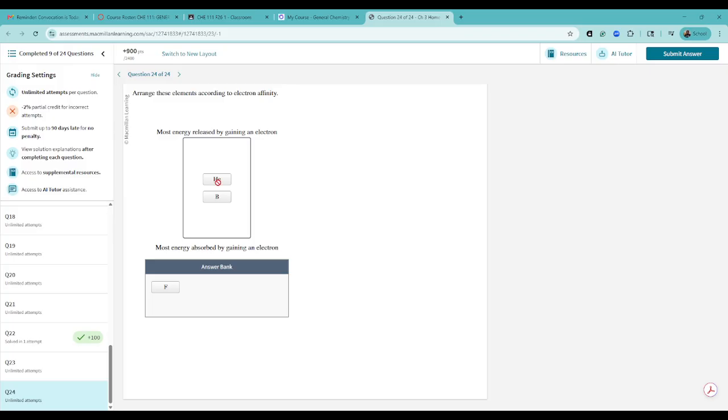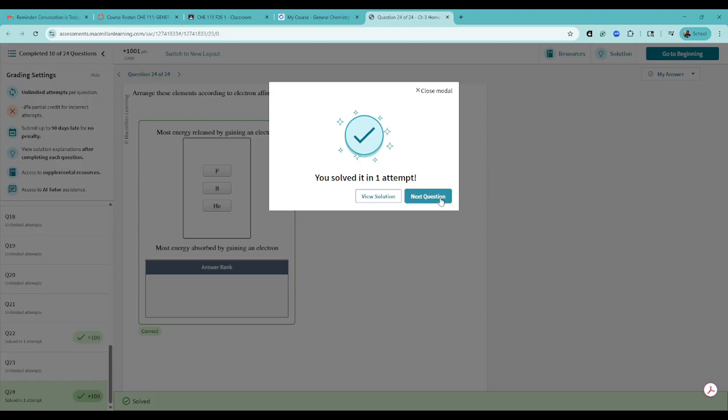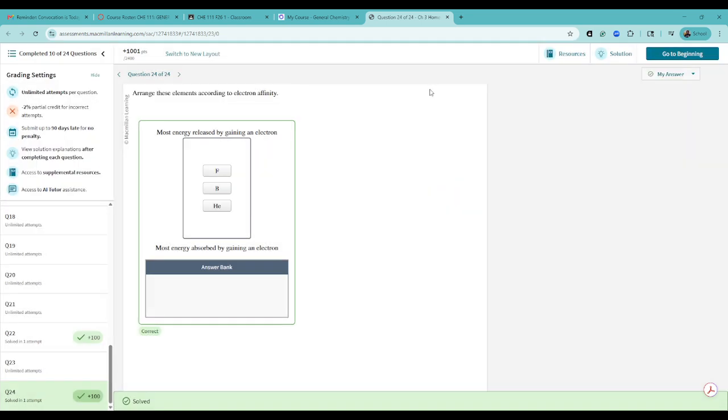So we want the most energy absorbed by gaining an electron, the most energy gained. So energy cost versus energy gained. Fluorine really wants that electron. And so it's going to release the most energy when it gains that electron. So you might be tempted to put helium first, but it breaks that model because it is a noble gas and it doesn't want any electrons.